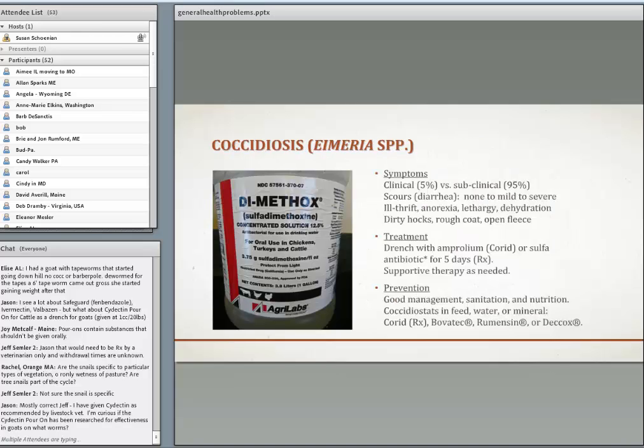Most coccidiosis is actually subclinical, about 95% of it. So even though you don't think you're having problems, you probably have a certain low level of coccidiosis that's affecting the performance and productivity of your flock or herd. But we do get clinical coccidiosis where we have to intervene and help. The primary symptom is diarrhea, although an animal can have none and still be suffering from coccidiosis. You can have mild diarrhea, you can have very severe.